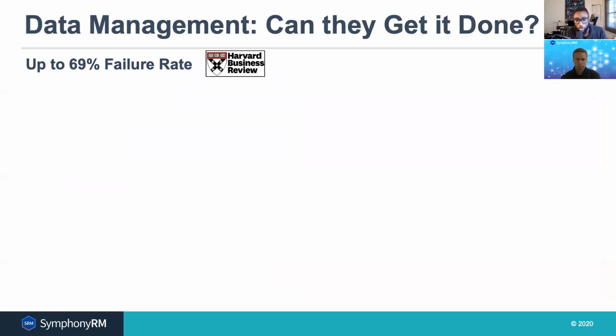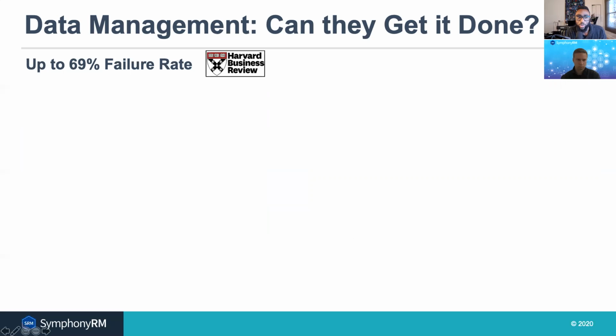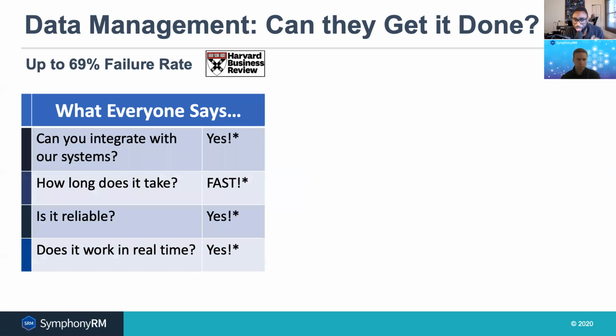Data management. So this is a really tough nut to crack, and Harvard Business Review would confirm that. With these types of data-driven initiatives, we saw the 70% failure rate that MIT Sloan discussed. Harvard Business Review said up to 69% failure rate, and a big portion of that is having all those data sources. You saw it in that patient 360. Some people's eyes might have been boiling over, but yes, it's a challenge to bring all those data sources together. So typically the response has been to ask, but what is everybody going to say when you ask a question about, can you integrate with our systems?